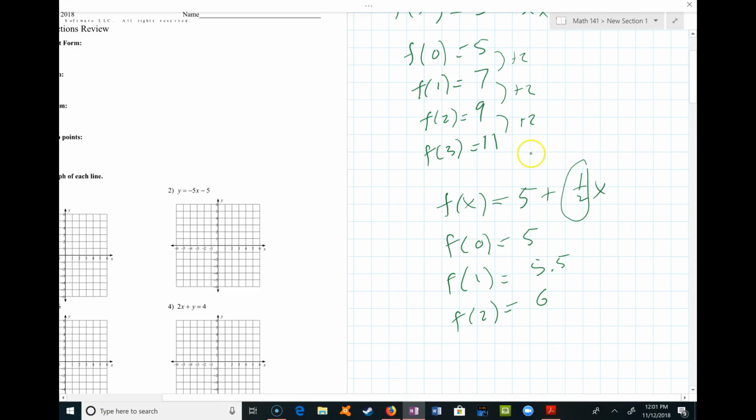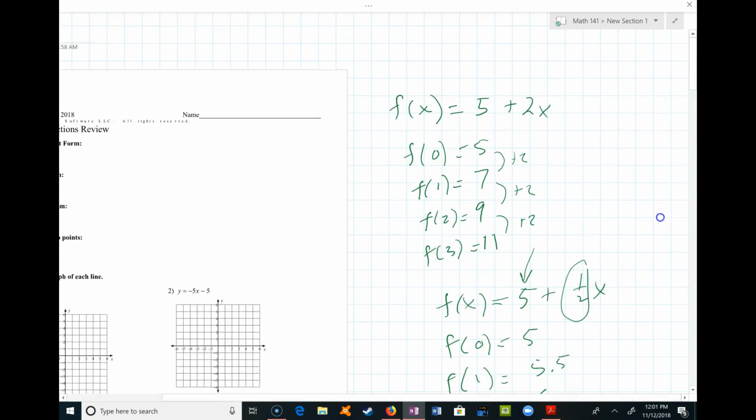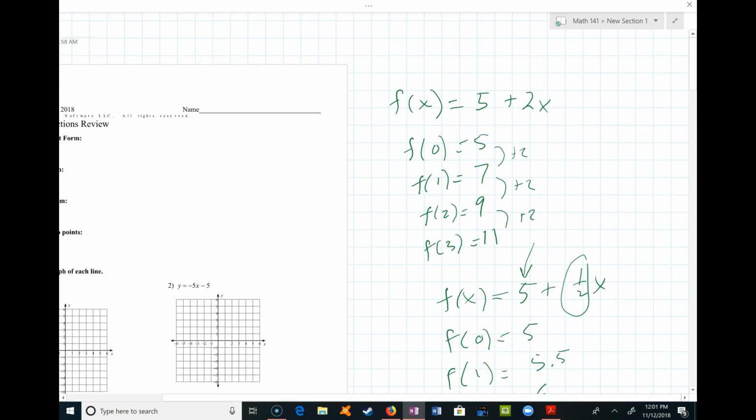And this is sometimes called the initial value or the y-intercept, because that's what happens when x is 0, we get 5, and that means that you're on the y-axis. So that's a brief introduction to linear functions.